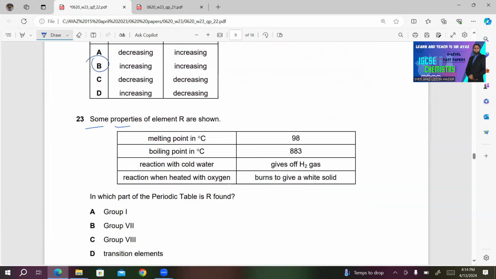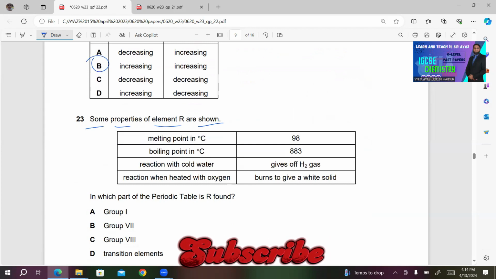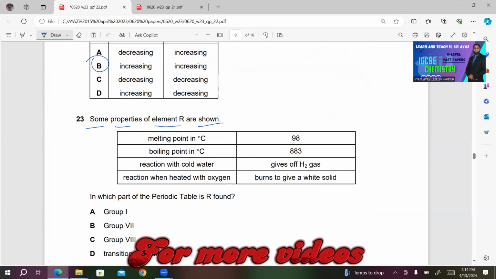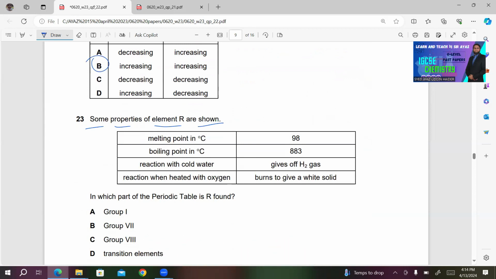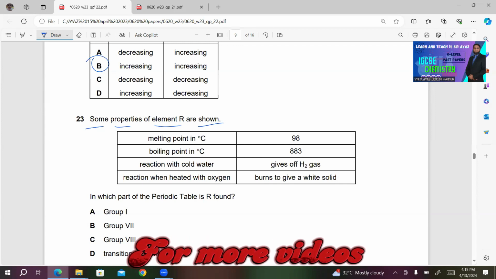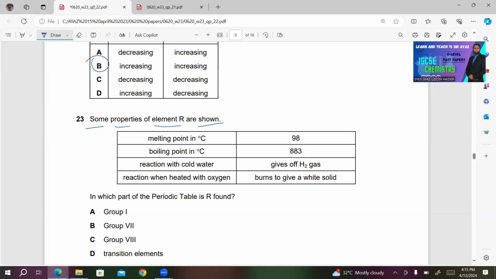23. Some properties of element R are shown. The melting point is 98 degrees centigrade, boiling point is 883 degrees centigrade. Reaction with cold water gives off H2 gas. When heated with oxygen, it burns to give a white solid. In which part of the periodic table is R found? Melting point is low, it reacts with cold water to give hydrogen gas, and when heated with oxygen it gives a white solid. It must be in group 1. These are the typical properties of group 1. So A must be the right answer.